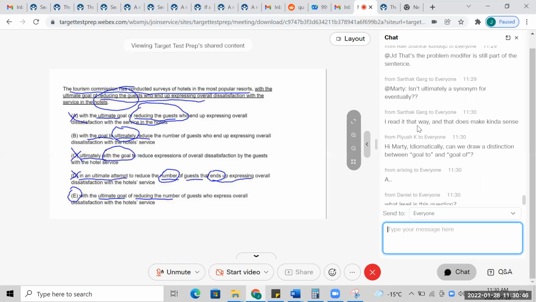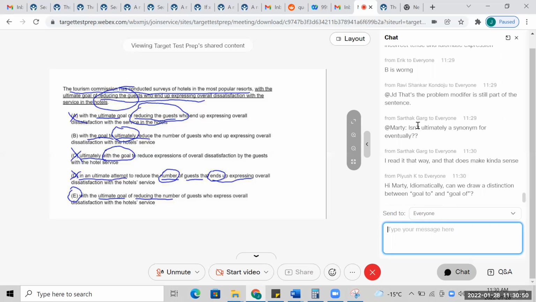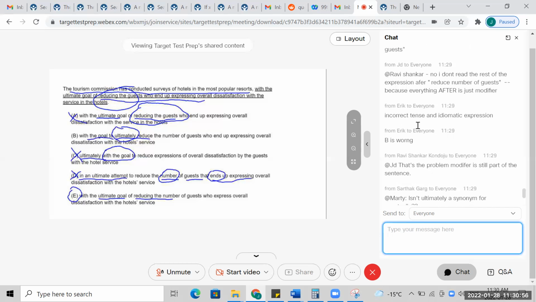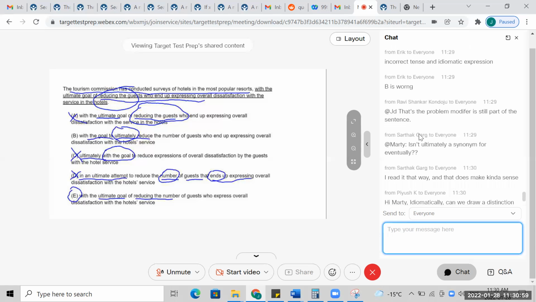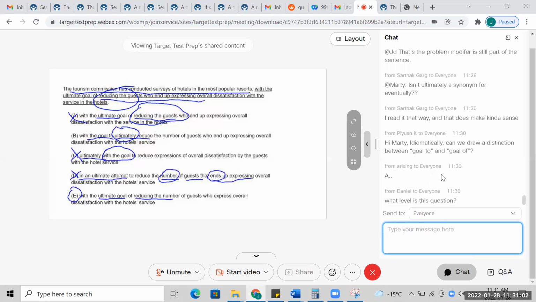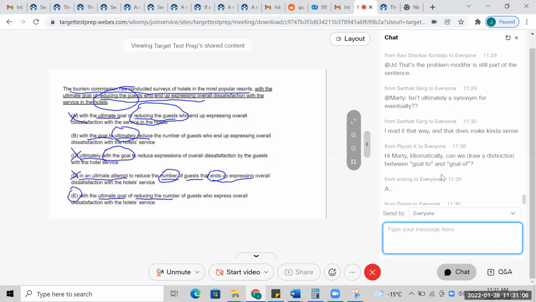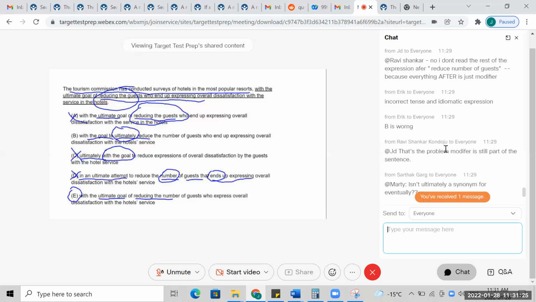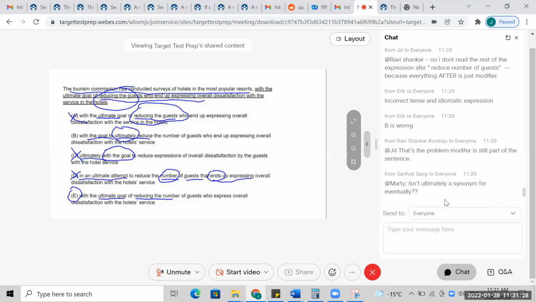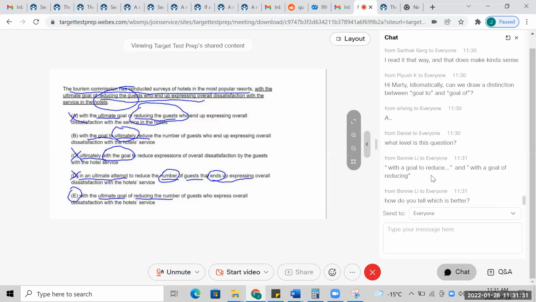Some people are asking about "goal to" and "goal of." Goal of is definitely better. I've just been focusing on the word placement for the purpose of this session, but we could also look at some of these and say "goal to" is not really right. Ultimately doesn't quite mean eventually, it means finally. So it's the goal to finally reduce the number of guests. You don't have a goal of finally doing something. My goal is to finally do something, I guess it sort of makes sense. But yes, the goal of reducing definitely helps. "Goal to reduce" sort of works, while "goal of reducing" is a little better.